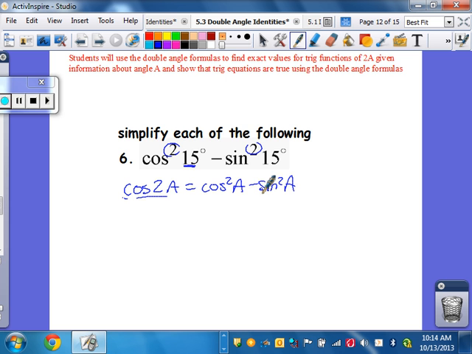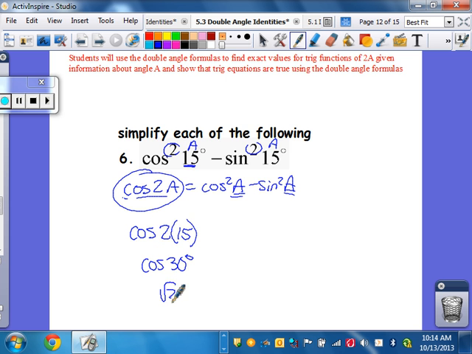Well, in this scenario, what's my a value? A is the 15 degrees. So I need to just use this. This is us going backwards now. You recognize it's a cosine double angle formula. Cosine of 2 times, what's my a value? 15. So what is cosine of 30 degrees? And hopefully you all know that it's root 3 over 2. Okay? So you got to recognize that, okay, I have a cosine squared minus sine squared.